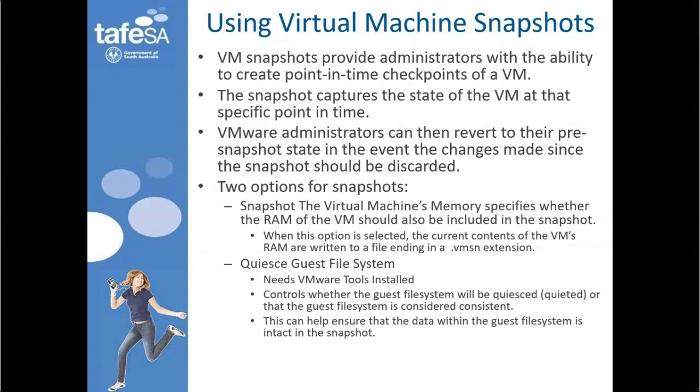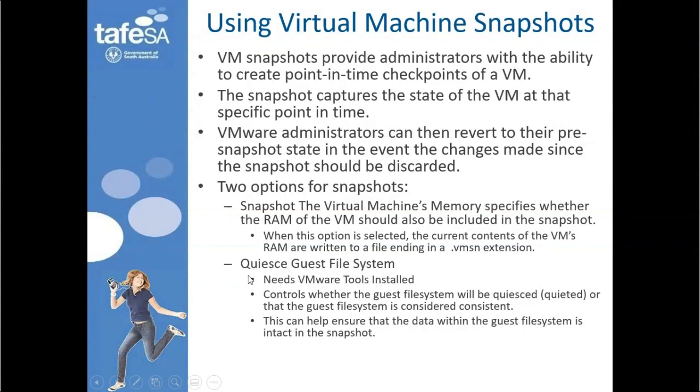There are two options for snapshots. We can snapshot the virtual machine's memory, where the RAM of the virtual machine is also included in the snapshot. When this option is selected, the current contents of the virtual machine RAM are written to the VMSN file extension. So that's while the virtual machine is running.